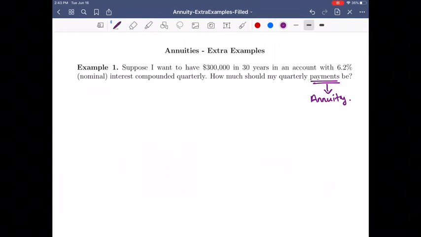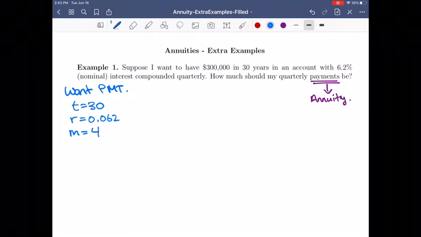So we want the payment value, and we know it's going to be in 30 years, so T is going to be 30. The R is 6.2%, so 0.062 is the R value, and it's compounded quarterly, so the M value is 4. And then the 300,000 is the amount we want to save up to. Because we're making deposits to save an amount, this is a future value annuity. And we know that the future value in 30 years should be 300,000.